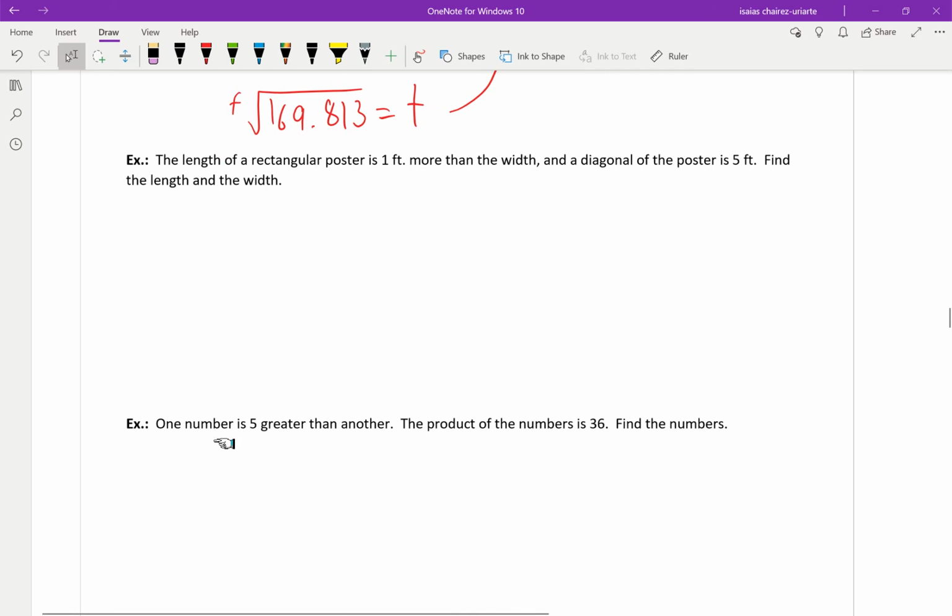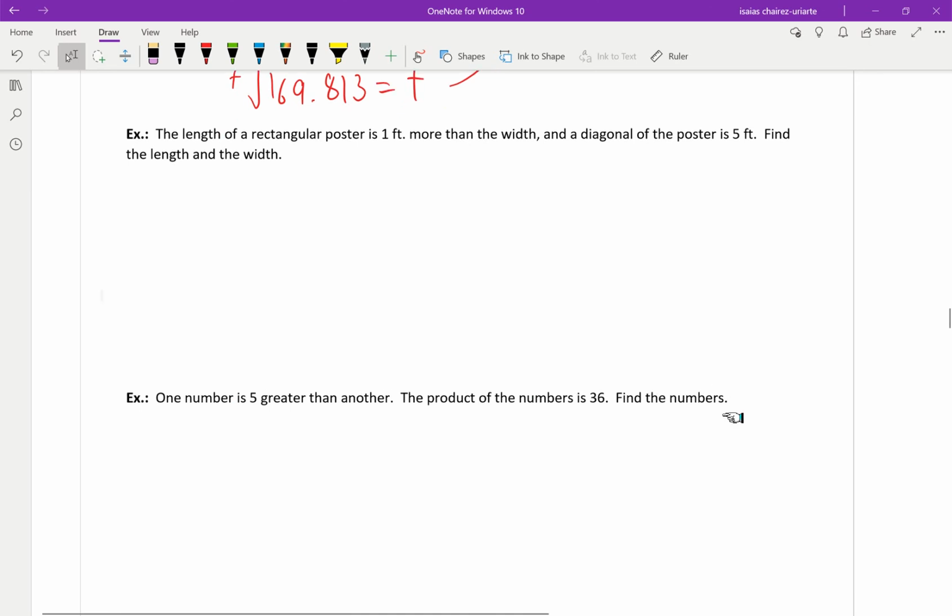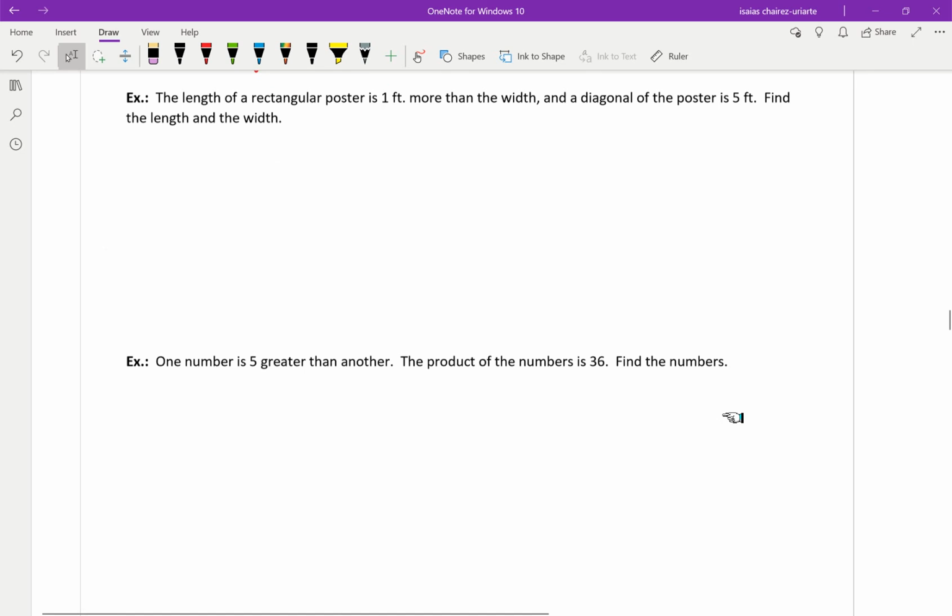So the other one is: one number is 5 greater than the other. The product of the numbers is 36. Find the numbers. So try to at least set them up. Take a couple of minutes, see if you can set up the equation that you're supposed to solve here. I'll let you solve the equation on your own though. I'm just going to help you set up the equations.